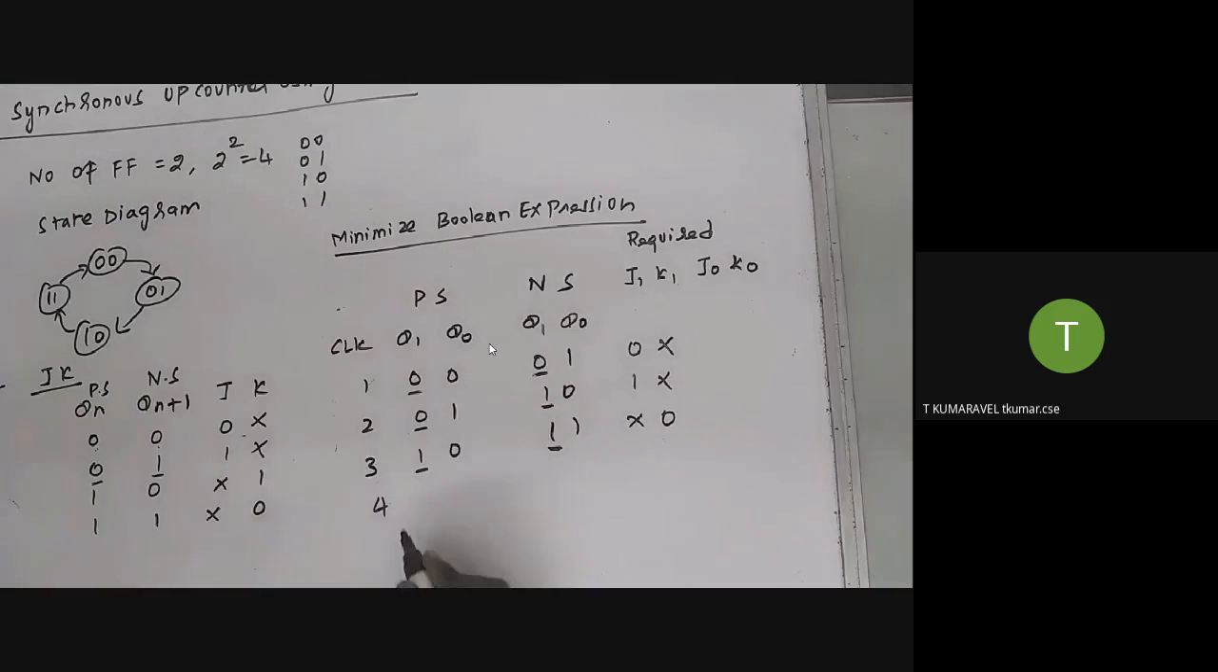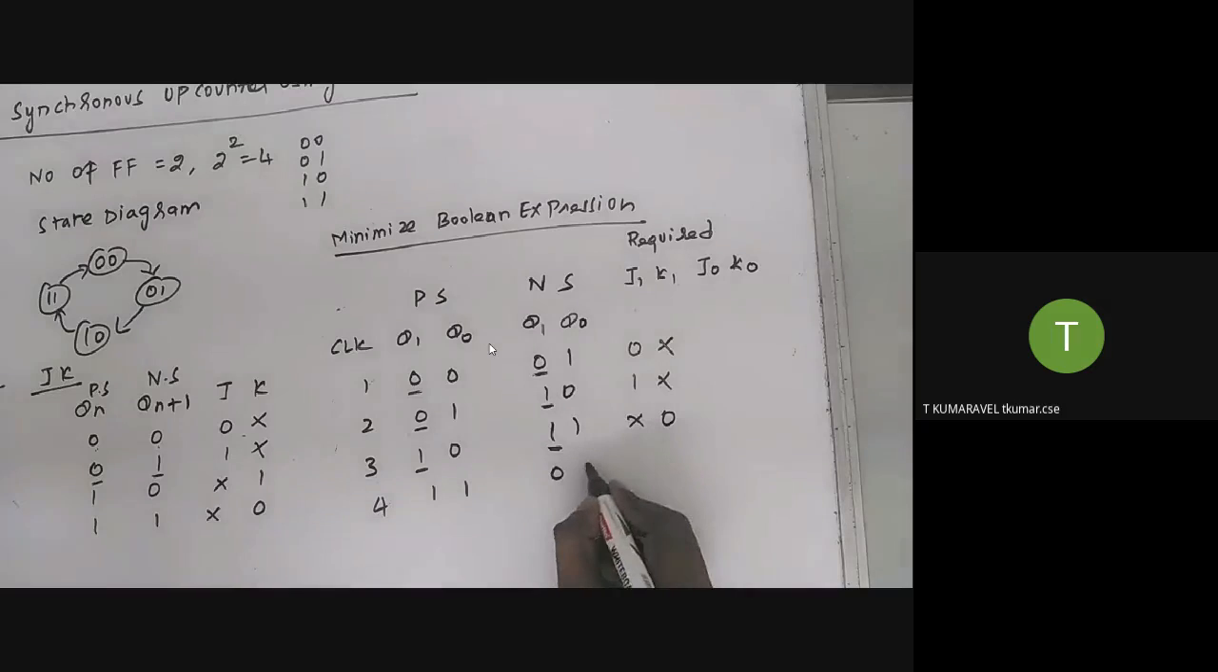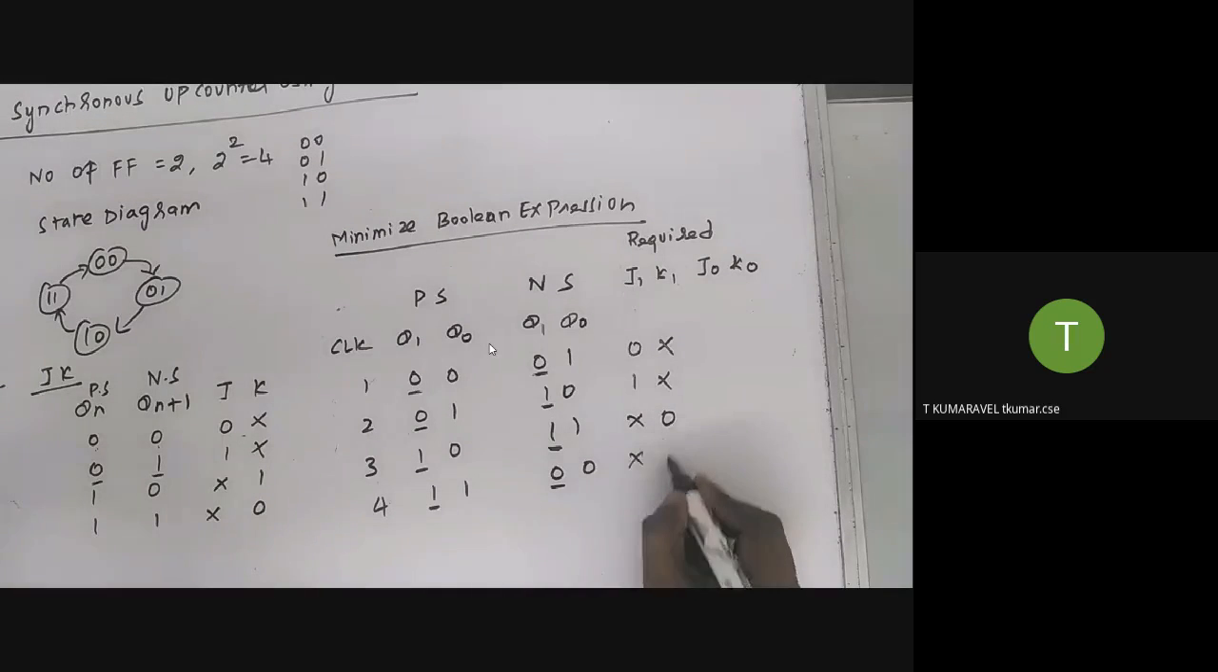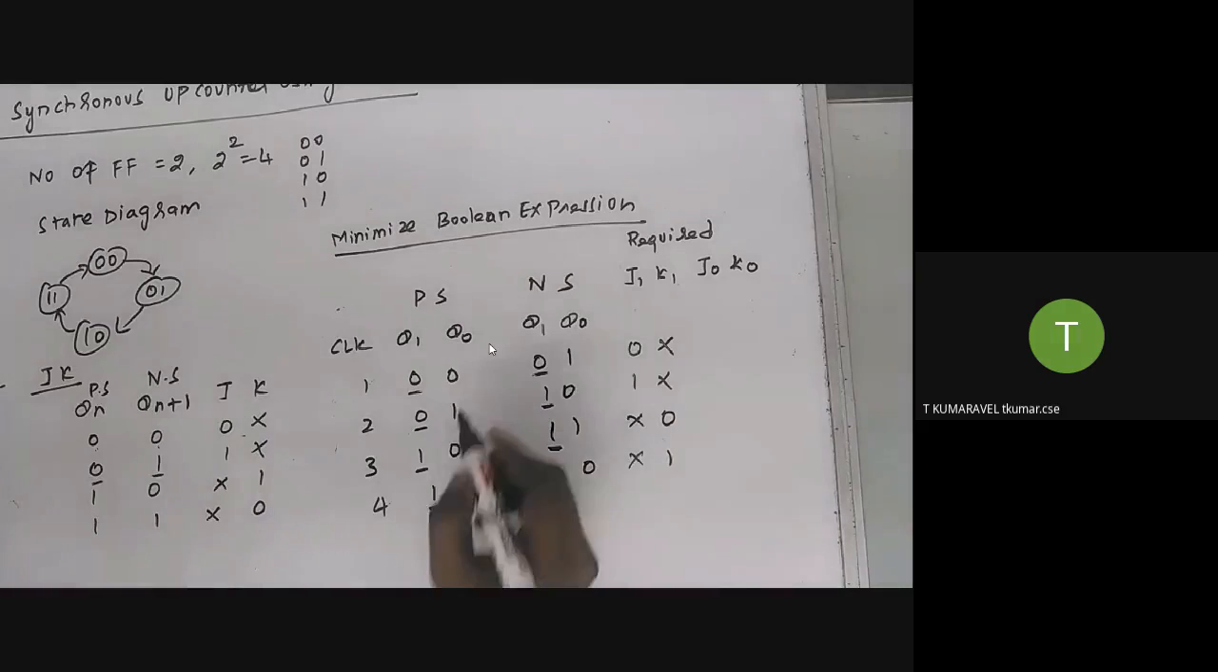This is a two variable function, so 4 input combinations are available. 1, 1. Next it will reach the same state. The present state is 1. The next state is 0. The present state is 1. The next state is 0. So what is the input combination? X, 1.